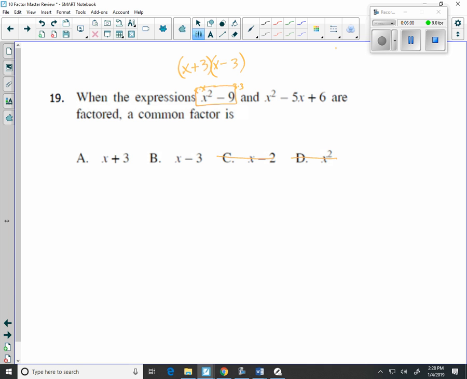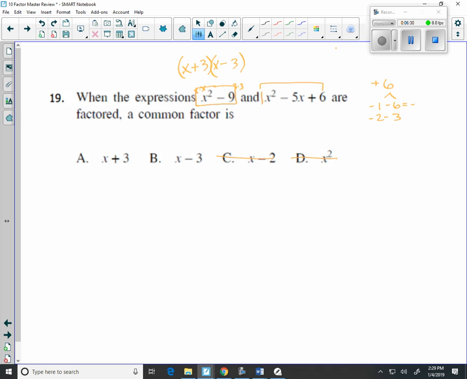So now it's either x plus 3 or x minus 3 that they share in common. So now I need to factor x squared minus 5x plus 6. 1 times 6 is 6, and it's positive 6. Two numbers that multiply to 6 and add to negative 5. 1 and 6. 2 and 3. If I'm going to add to negative 5 and multiply to a positive, I need two negatives.